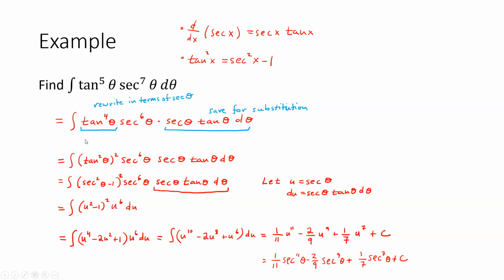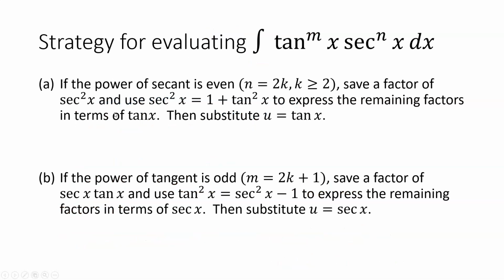Okay, so in the last two examples we saw two very similar strategies. One was setting it up so that we could substitute tangent, or as we saw in this one, we were setting it up to substitute secant. And here's a broad overview of those two strategies. The first strategy would work anytime we had an even power of secant. If the power of secant is even, then we can save a factor of secant squared, and then use the identity secant squared equals 1 plus tangent squared to express the remaining factors in terms of tangent. And then we can substitute tangent.